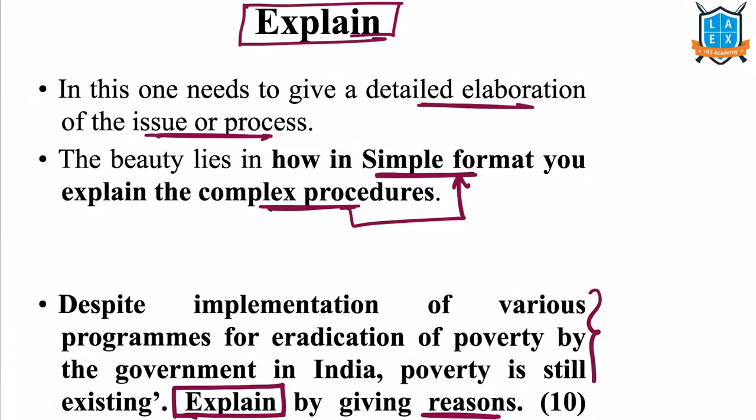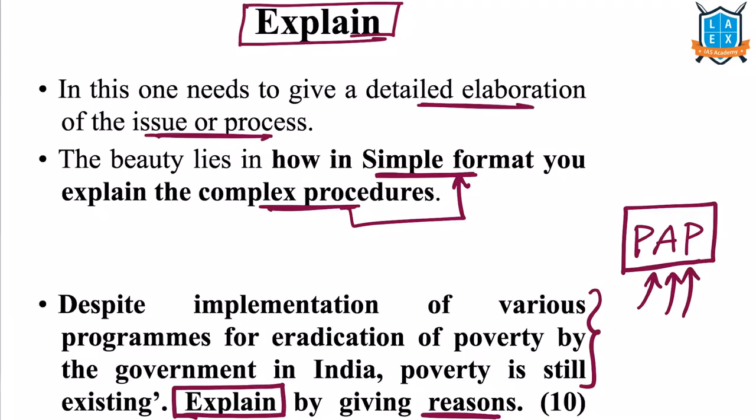We need to write the reasons for this particular trend, explaining why this particular thing is existing in India. Here, poverty alleviation programs are there, but poverty still exists. We need to write the reasons and explain about each of them. Yes, this is the reason the government has taken this step, but still it exists.